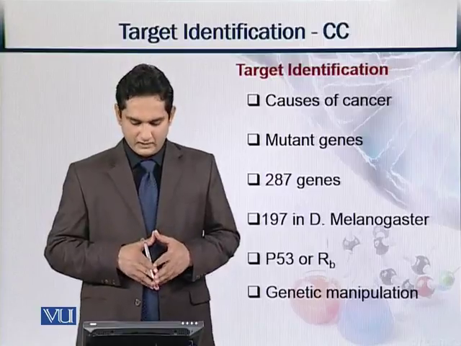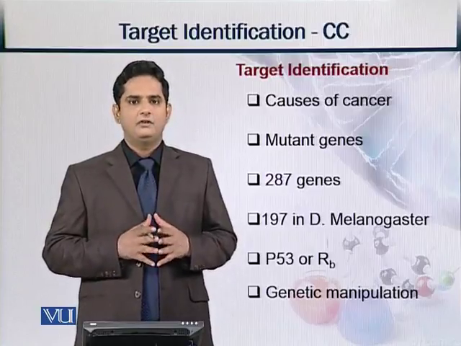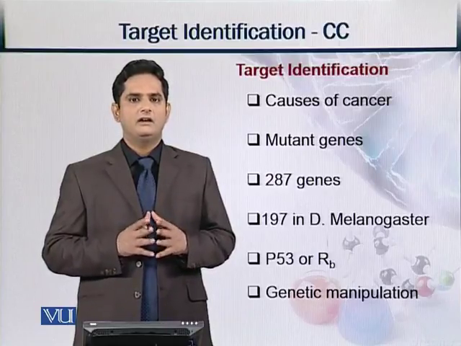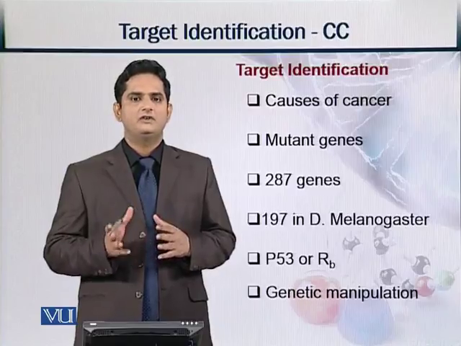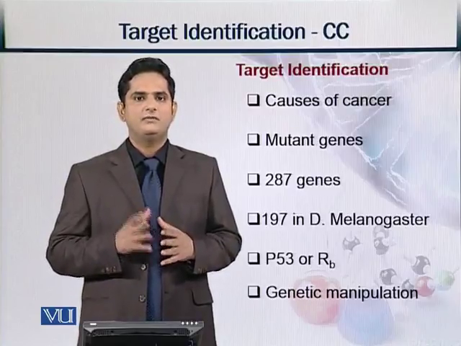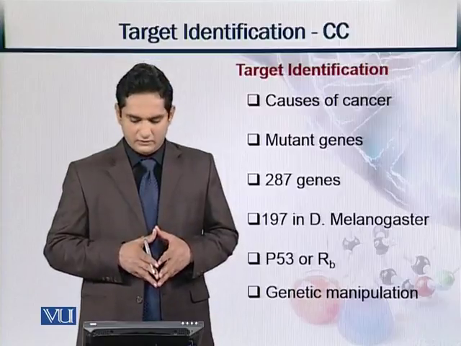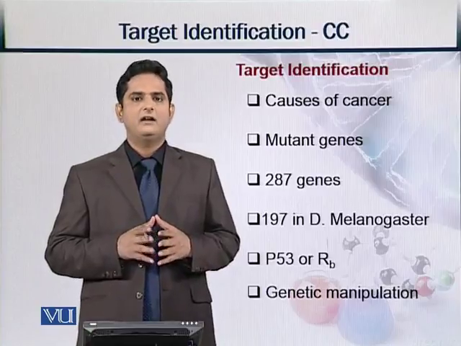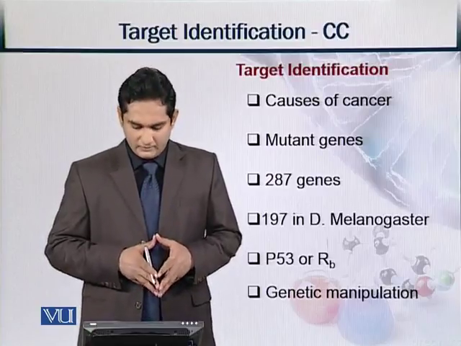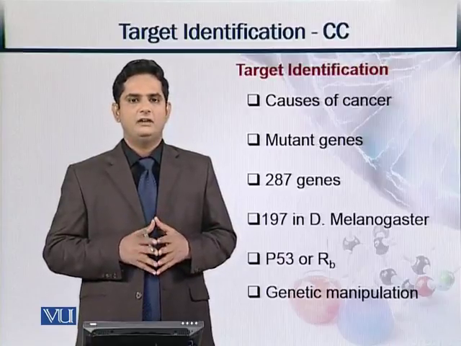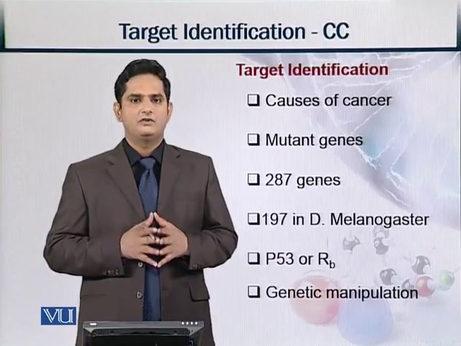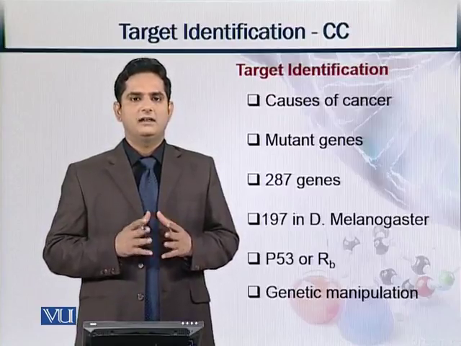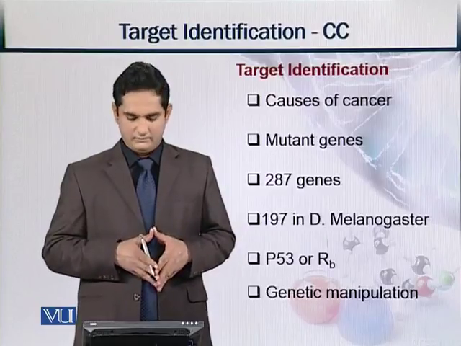For example, in human beings, out of 30,000 human genes, we have identified 287 genes which are responsible for the production of cancers. On the other hand, Drosophila melanogaster has roughly 197 genes. There is a protein, P53 or RB, which should be worked on to identify different targets for this cell cycle based target identification.